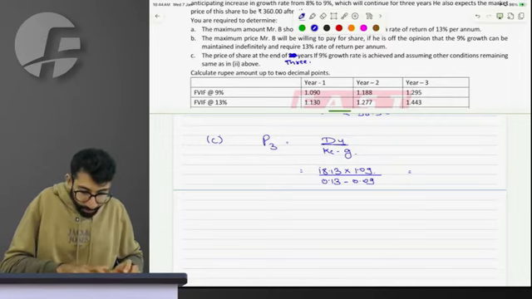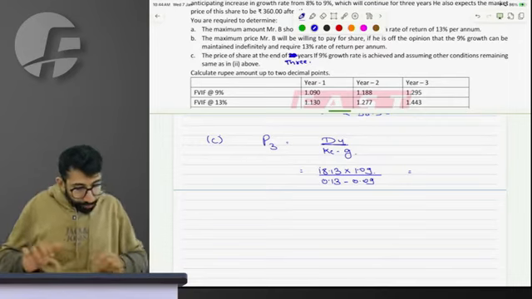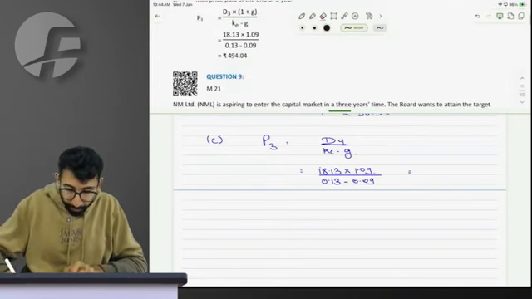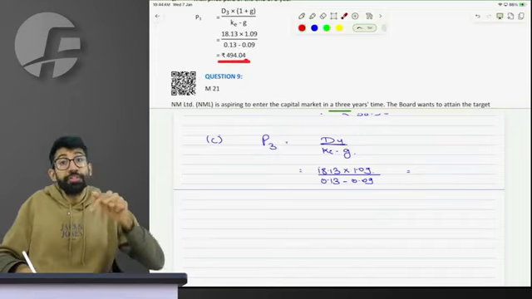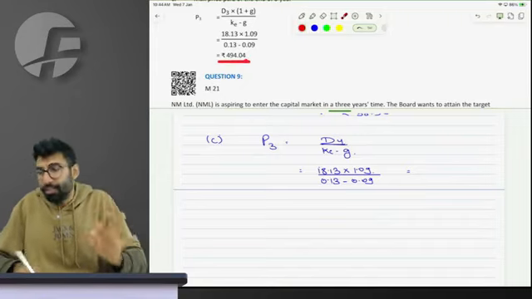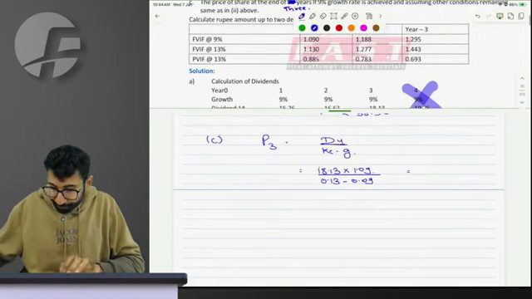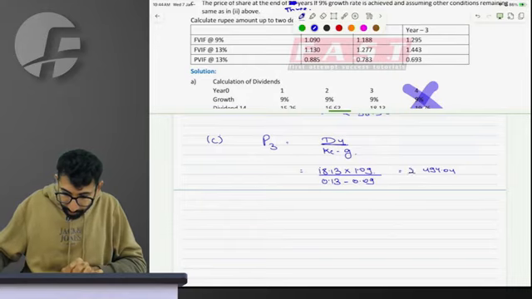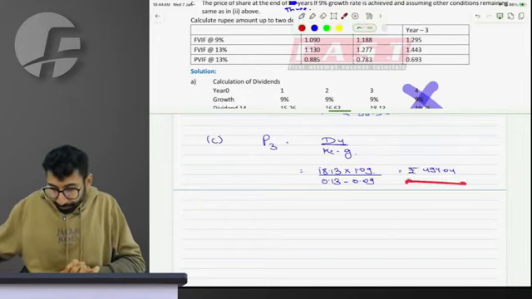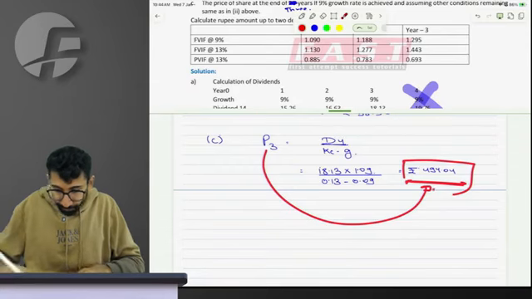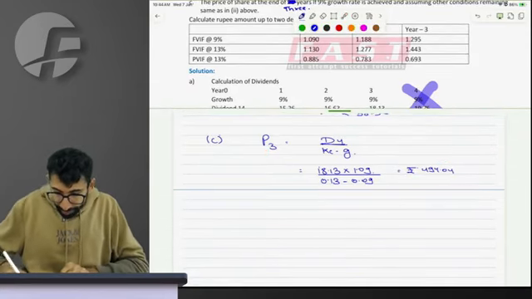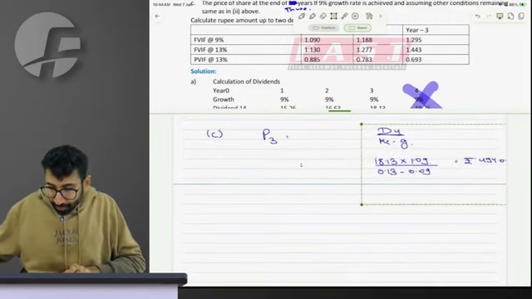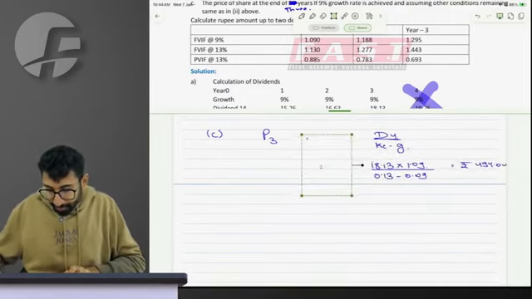18.13 into 1.09 divided by 0.04 is 494.04. Please confirm. 494.0425 actually, so 494.04 only, rupees. This becomes the price at the end of third year, right? So we have to write it down in words also, because the examiner may not be able to understand what exactly P3 is.